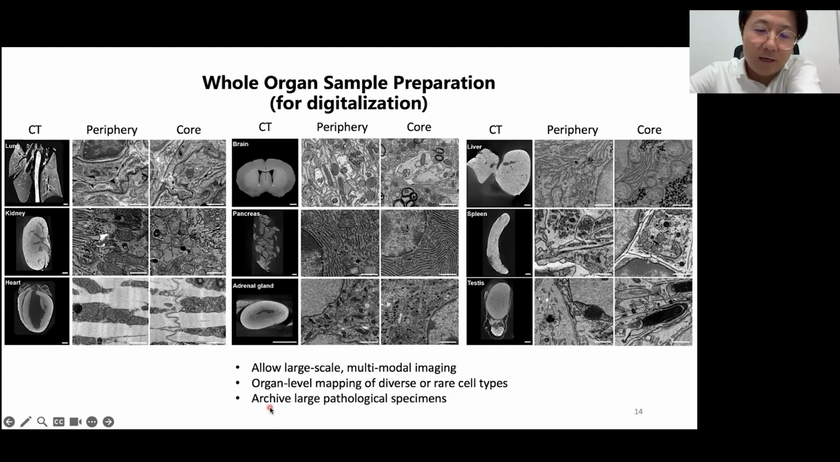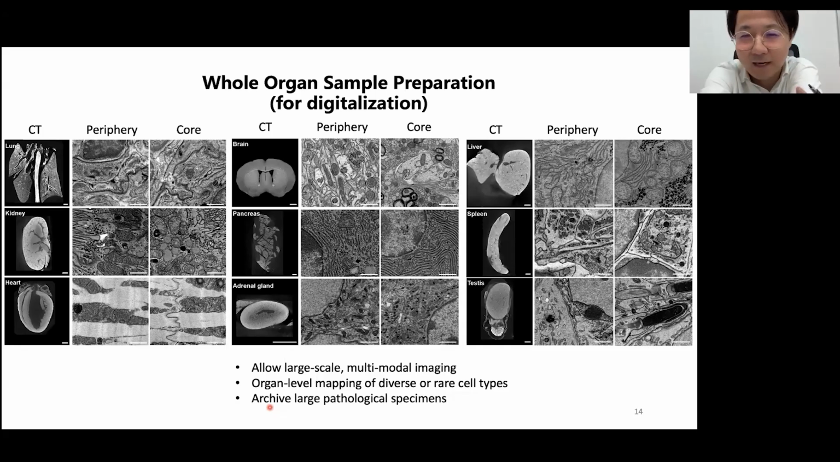And also, for the clinical users, they can archive a lot of pathology samples. For example, if you have a cancer tissue, either you can do RNA-seq, or you can also preserve and take a small piece.